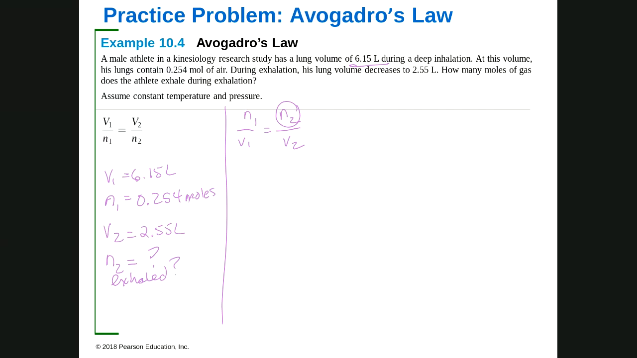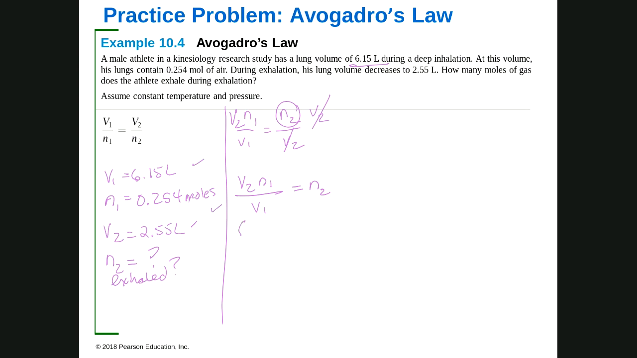So I'm going to multiply both sides by V2 to get rid of that. So V2 goes there. So I've got V2 N1 over V1 equals N2. Sorry, V2 times N1 over V1. I wrote it, I didn't say it, equals N2. All right. So I've got liters, I've got moles. I'm looking for moles. So all I have to do is plug this in now.